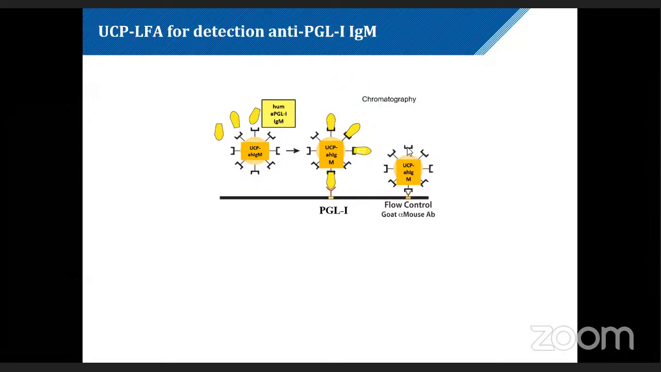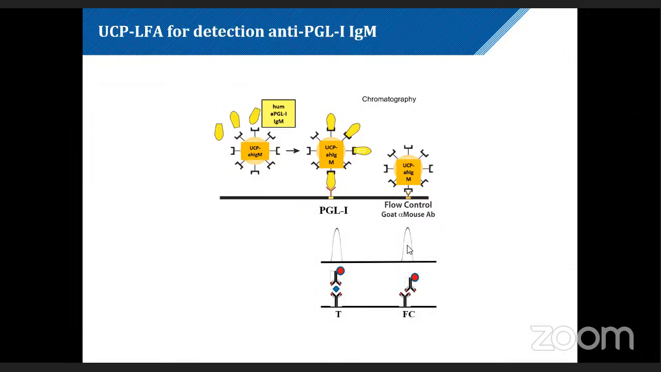Particles that have not bound will encounter the flow control if they flow further, so there will be the control part of the strip. So in a positive sample, there are two peaks, one corresponding to the test, the other to the flow control. If a sample is negative, then the test peak is not occurring, but the control peak, of course, should occur so that you know that your sample has flowed correctly.